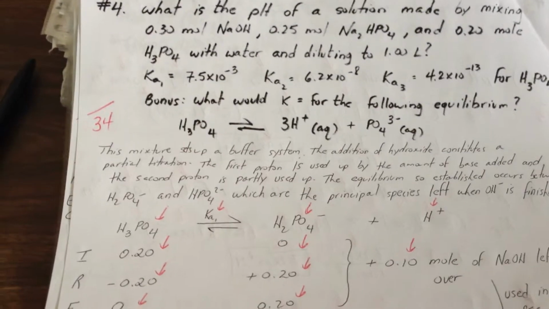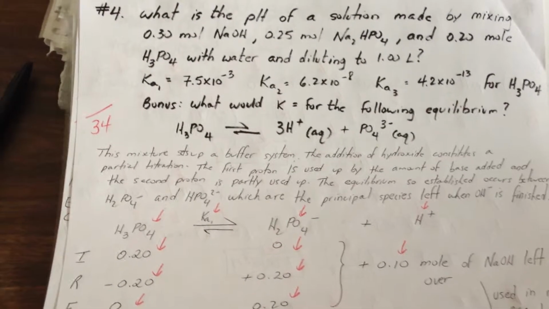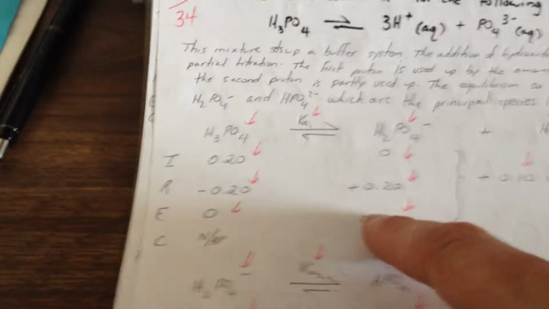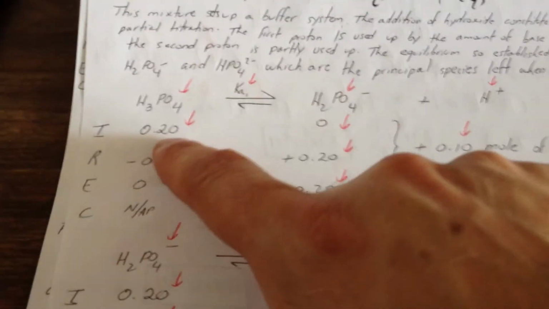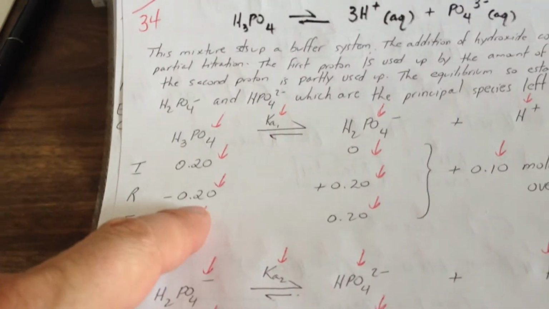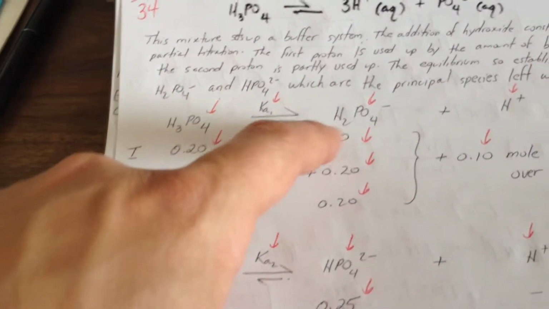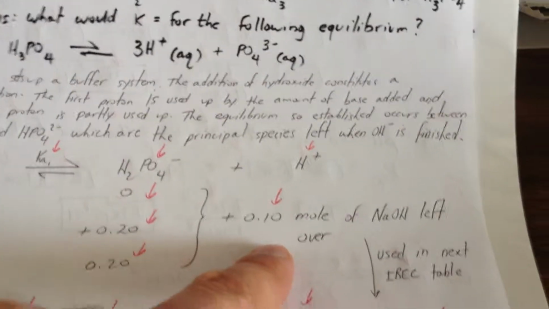The equilibrium so established occurs between dihydrogen phosphate and monohydrogen phosphate, which are the principal species left when the hydroxide is finished. So we show the first dissociation of phosphoric acid into dihydrogen phosphate plus a proton, and we show the initial amounts 0.2 and 0 before the dissociation, and when we add the strong base, it uses up the same amount of phosphoric acid, so that the phosphoric acid is now gone down to 0, and the dihydrogen phosphate has increased to 0.2. But now we still have 0.1 mole of sodium hydroxide left over.